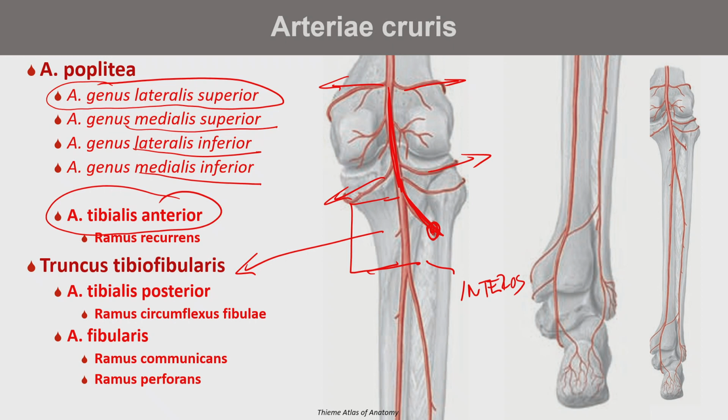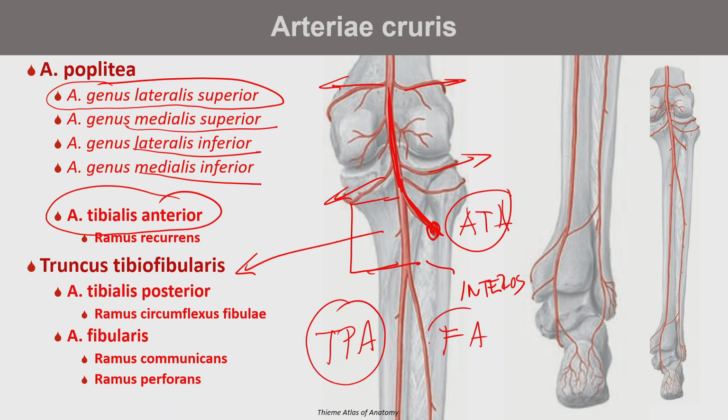The tibiofibular trunk is then divided into two large arteries which are supplying the crural dorsal region, and then one of them also the plantar region. They are the posterior tibial artery and the fibular artery. And here we have the anterior tibial artery. So the three are supplying the lower extremity below the knee.